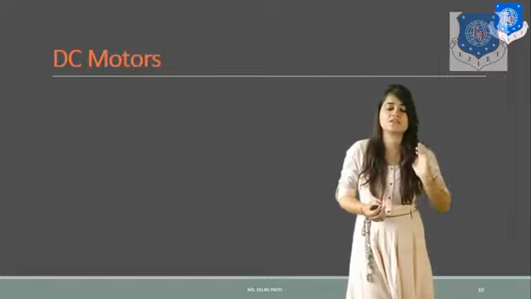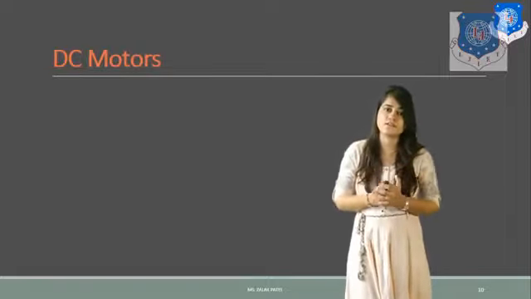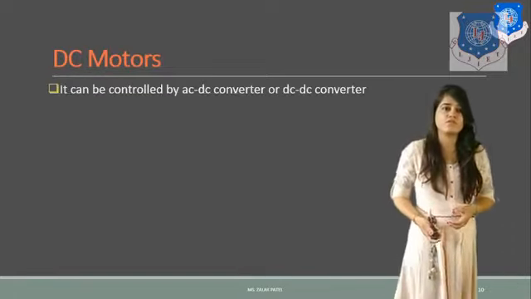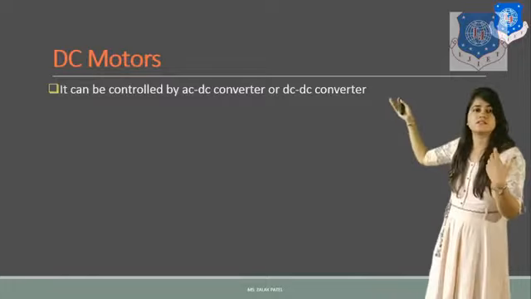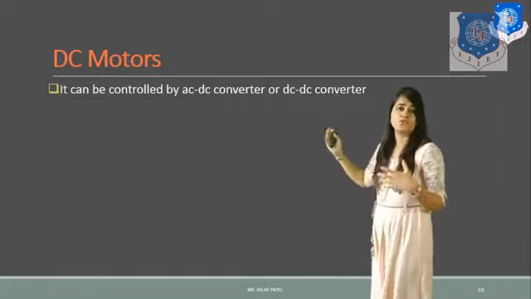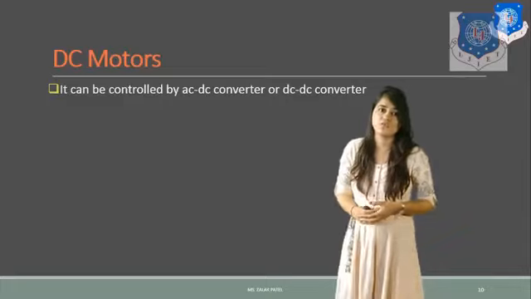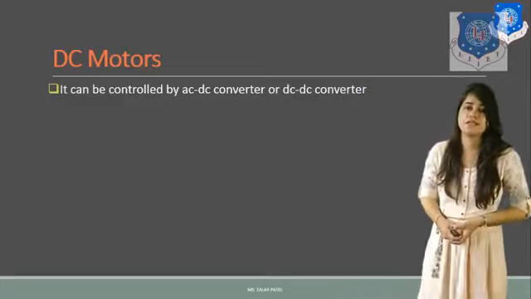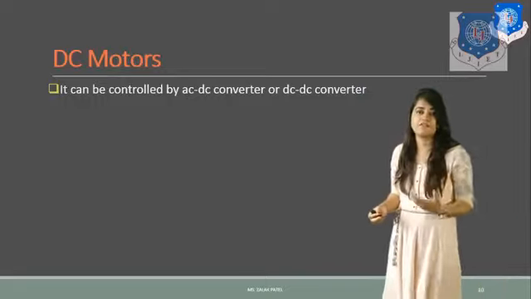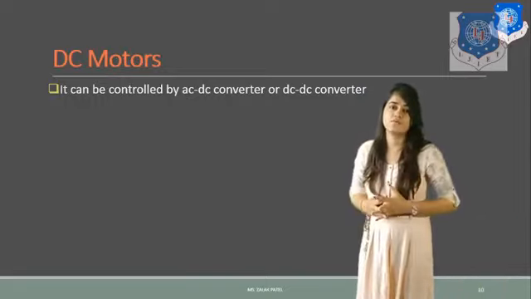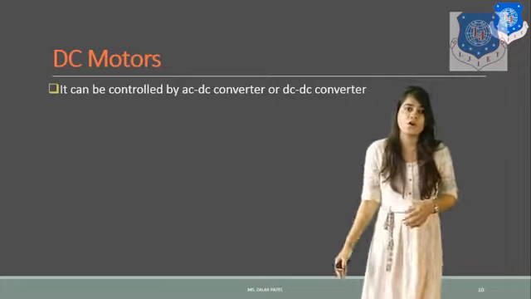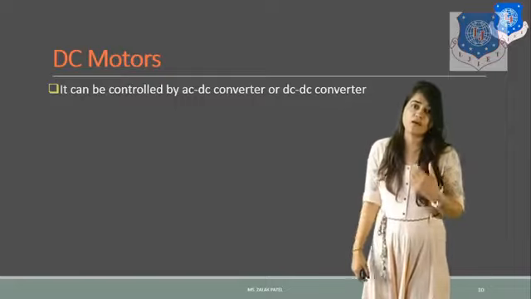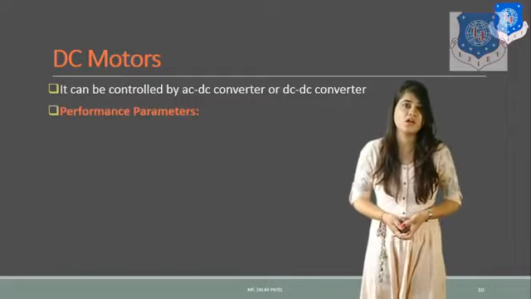Now the next topic is the DC motor. In this lecture we just read the introductory part of the DC motor. First of all, let's discuss how it can be controlled and for what purpose it can be used. It can be controlled by an AC to DC converter, means its speed and voltage can be controlled by the rectifier circuit, or it can be controlled by a DC to DC converter, means you can use the chopper circuit for controlling the action of the DC motor.